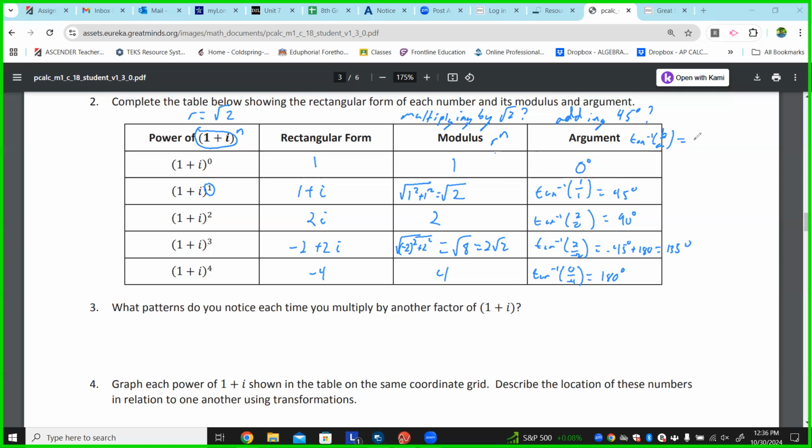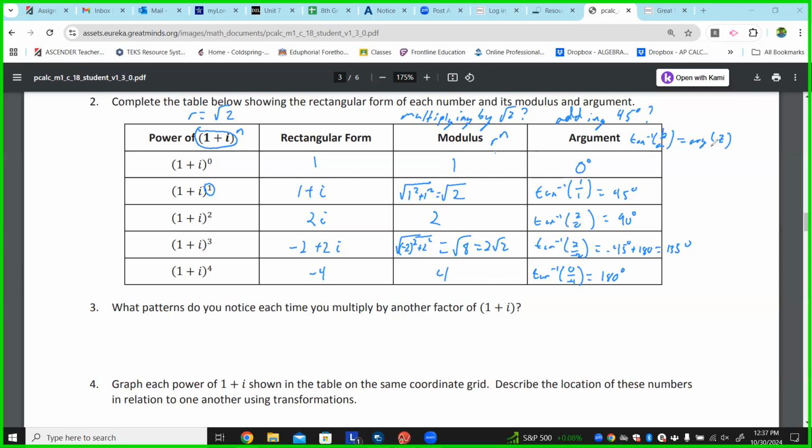So let me do that as argument of whatever the original z is. Now, here I was multiplying, so I was able to do r to the nth power. But here I'm adding. So if I'm starting here at 45 degrees and I get to the square, I would do what to find its argument? If at the first power it's 45 degrees, and at the second power it is 90, how do I get from 45 to 90? Add 45. Okay, that's fine.